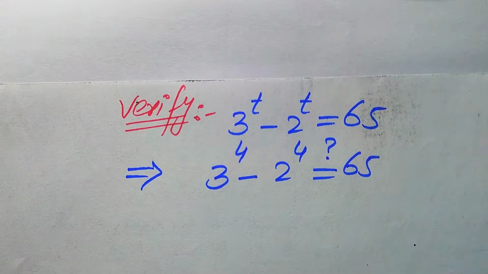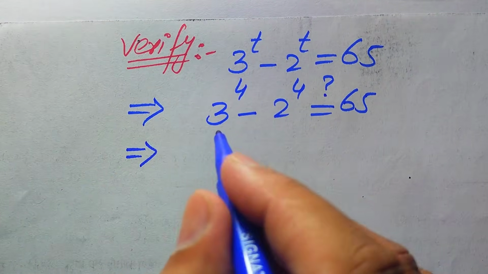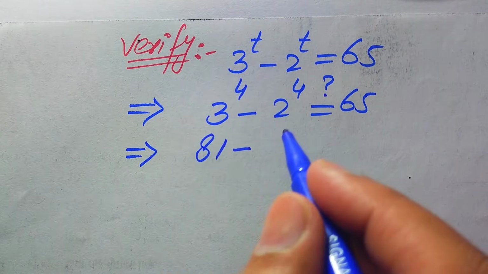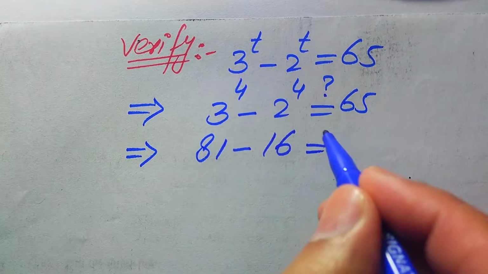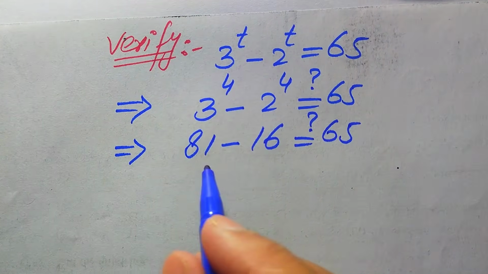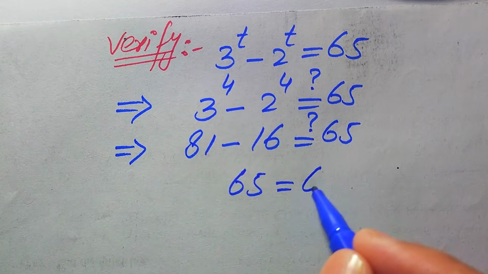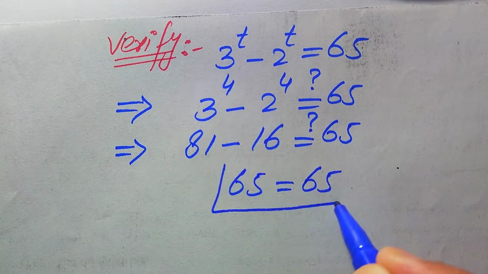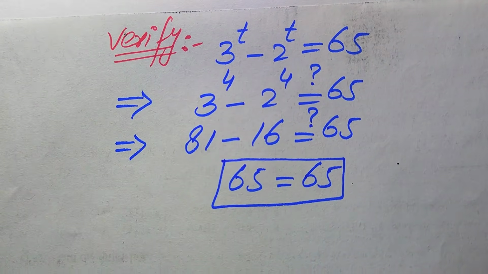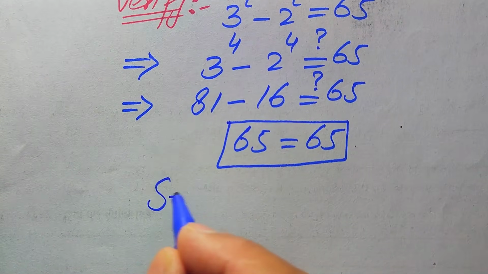So here we need more simplification. You very well know that 3 to the power of 4 becomes 81, and 2 to the power of 4 becomes 16, and we check whether this equals 65 or not. So when we subtract 81 minus 16, we clearly get 65 is equal to 65. This shows that both of the sides are equal. It means that the value t equals 4 satisfies our given question statement.